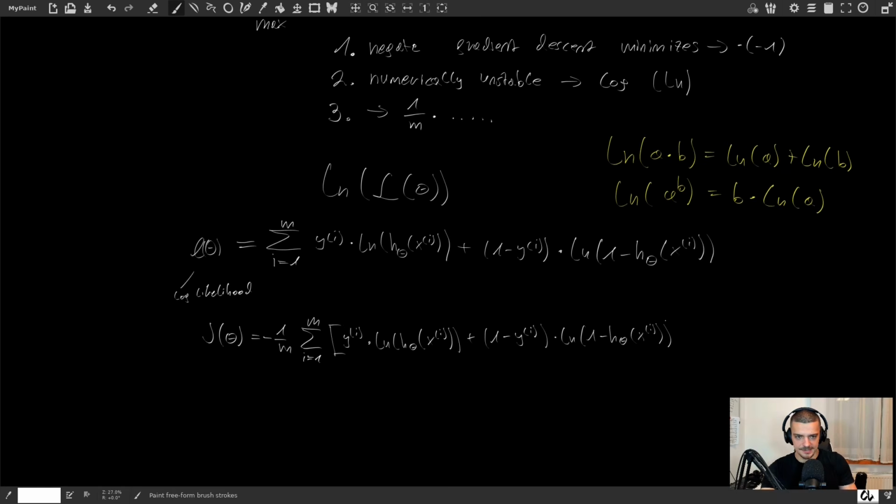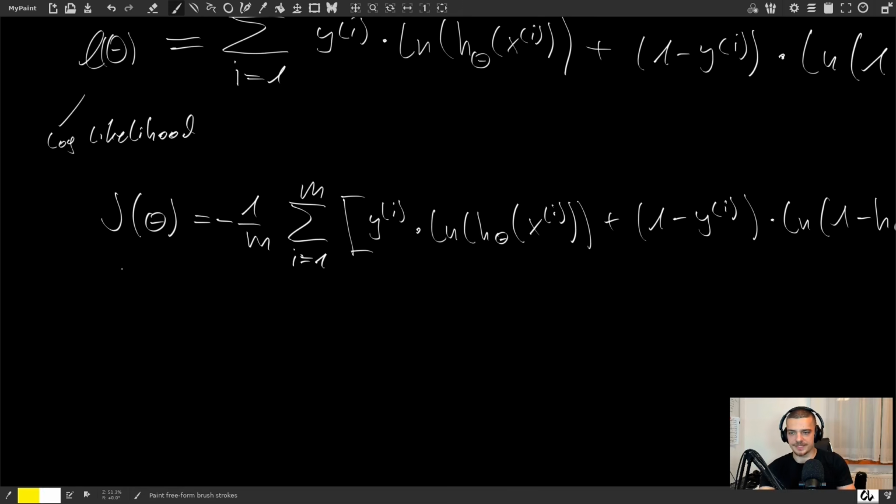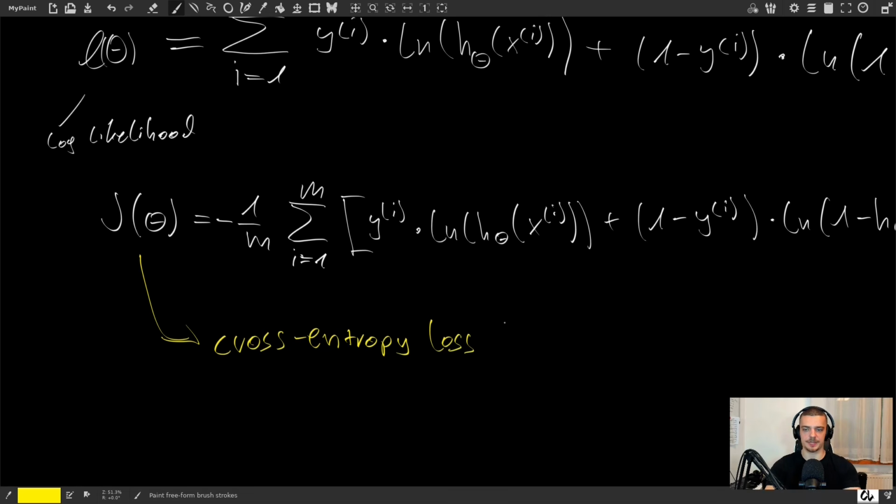And that is the resulting formula. Now this here, maybe you've heard of this already. This here is called the cross entropy loss function. This is something we oftentimes use when training neural networks.